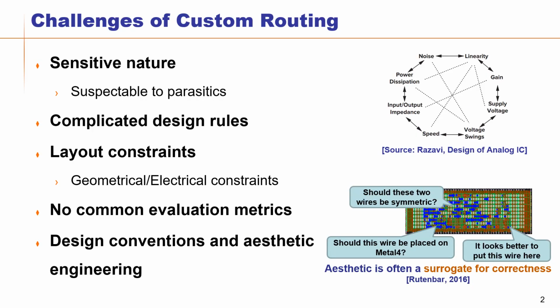Custom circuit design has become one major bottleneck in chip design, and one main reason is that the layout process remains heavily manual. And routing is one of the most intricate processes in custom layout. There are five main reasons that make custom routing so hard.